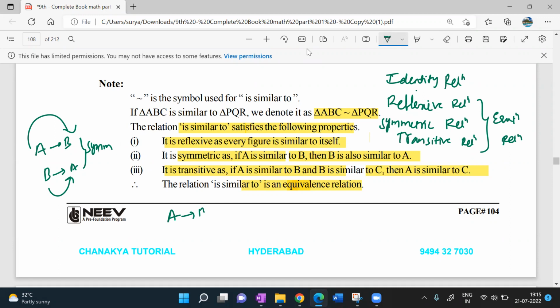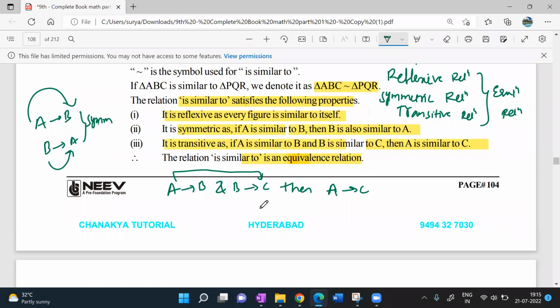Transitive is nothing but if A is similar to B and B is similar to C, then A must be similar to C. This is the condition we have learned here. Any doubts? If not, then I cannot say it is a transitive relation. If a relation is reflexive, symmetric, and transitive, that would be called an equivalence relation. Any doubts?